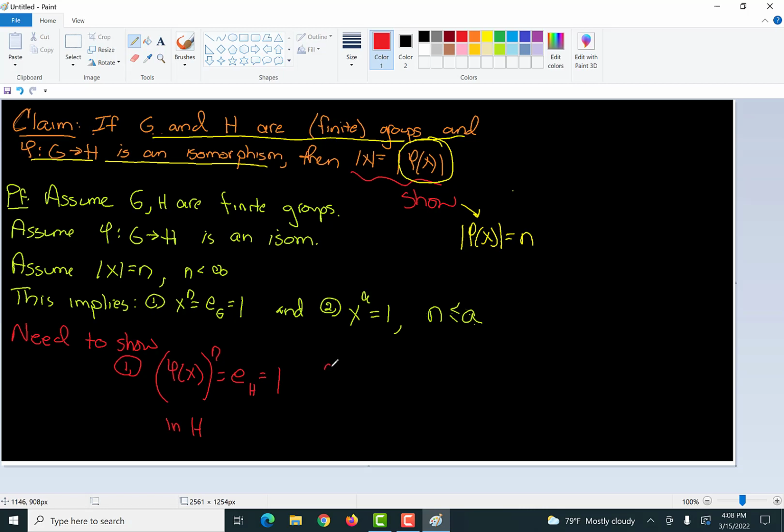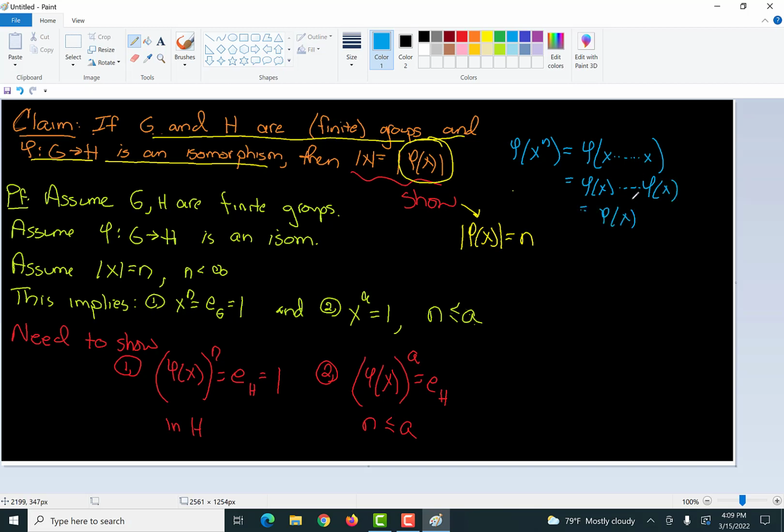And then the second thing we need to show is that if you've got some other power that gives you the identity over there in H, then it was the case that n was the smallest exponent that did the trick. All right, so some hints to think about. You've got properties of homomorphisms. So if you're going to phi something like x to the n, that's the same as phi of x n times. That's the same as phi of x to the nth power. That's by properties of homomorphisms.